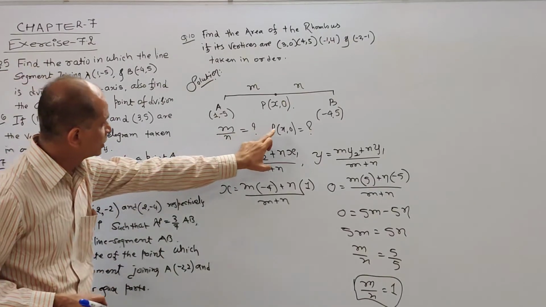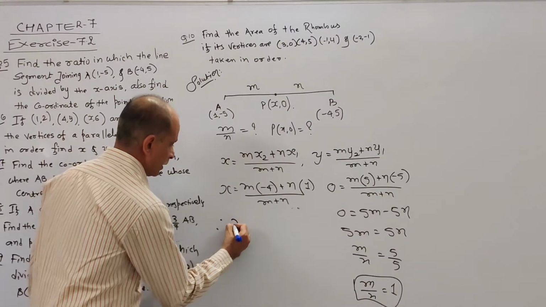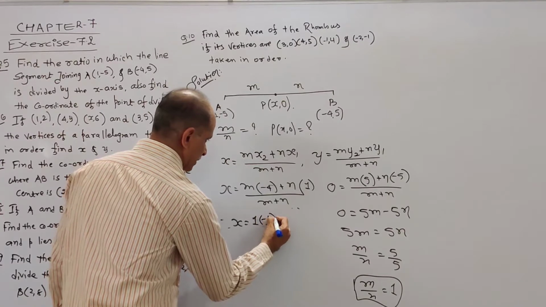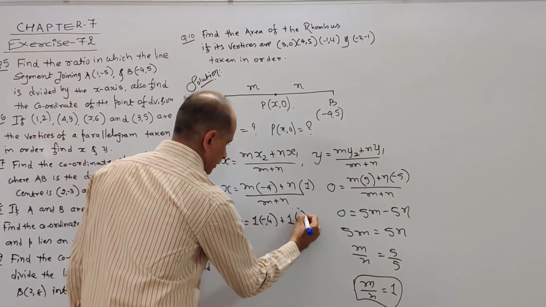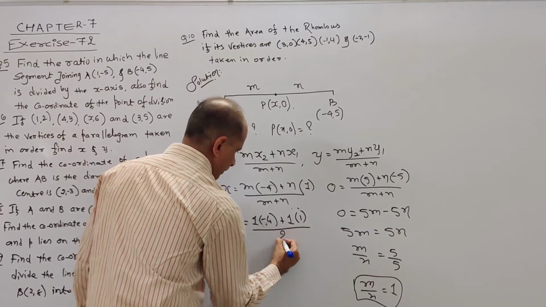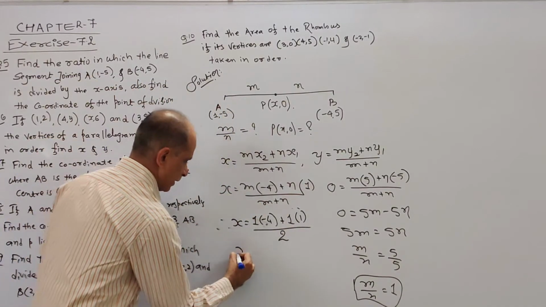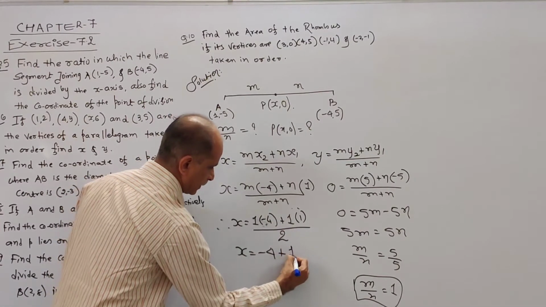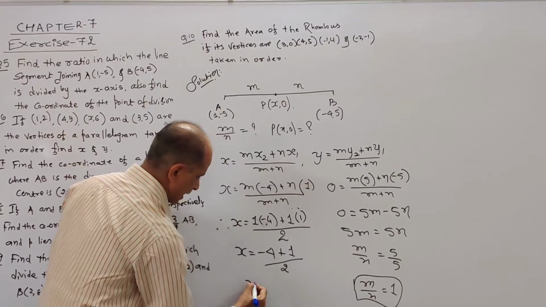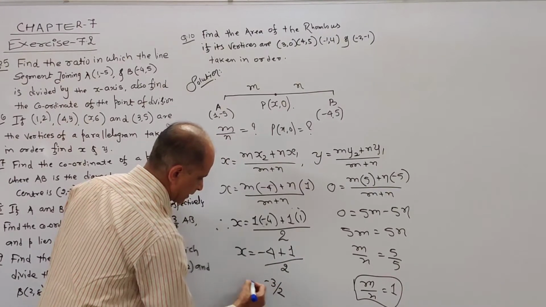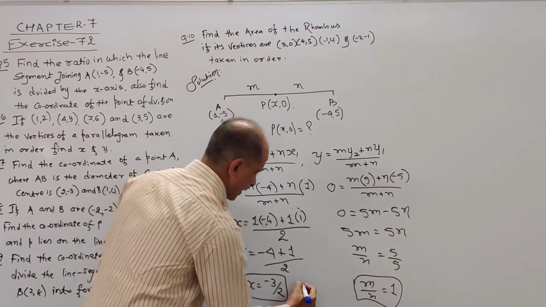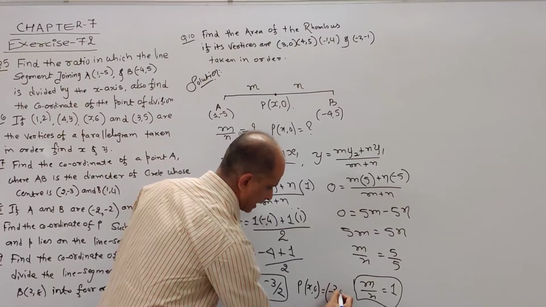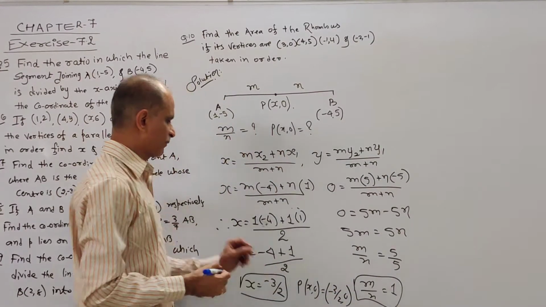Now your other question is to find the value of x. Therefore, x is equal to (1 into -4 plus 1 into 1) upon (1 plus 1), which is 2. So x is equal to (-4 plus 1) by 2. So x is equal to -3 by 2, and that's why point P(x, 0) is equal to (-3/2, 0), which is your final answer.